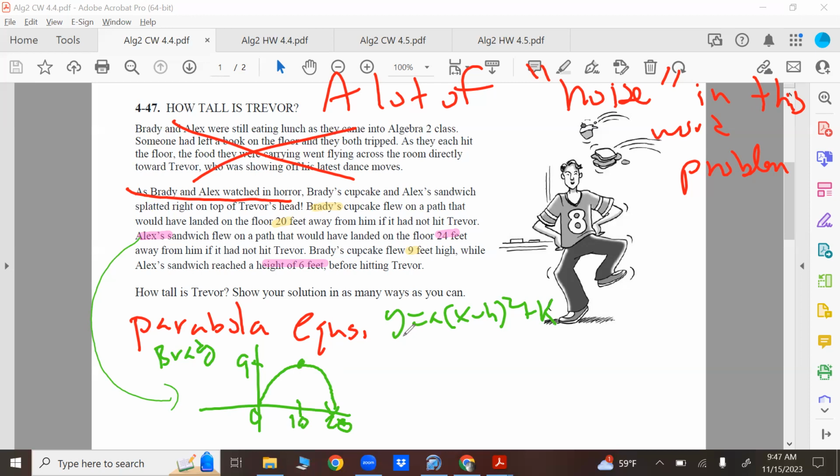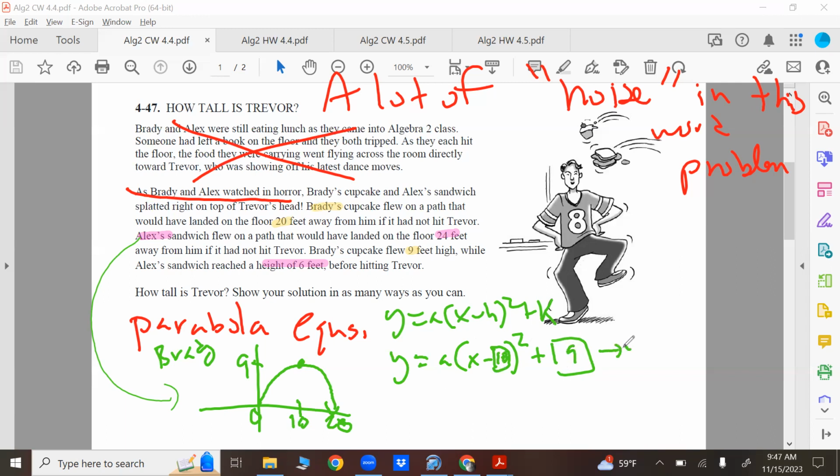So let's come up with an equation now. y would equal a(x minus blank) squared plus blank. What would I put in the blanks for Brady? So what would h and k be for Brady, given the situation I just drew? x minus what, guys? What's h here? 10. Perfect, 10. And what about for the k? Plus what? Plus 9. Perfect.